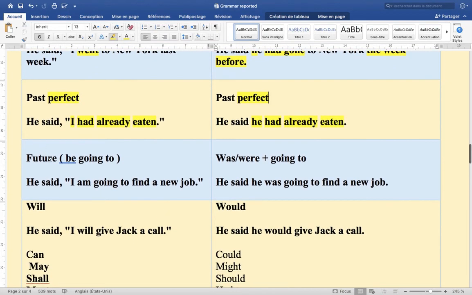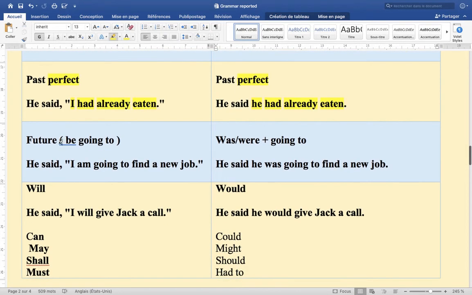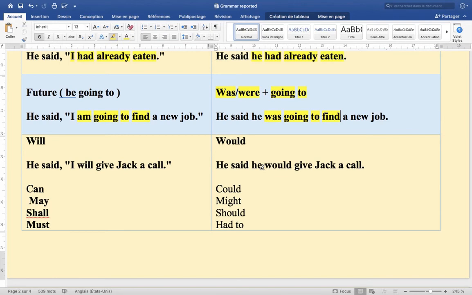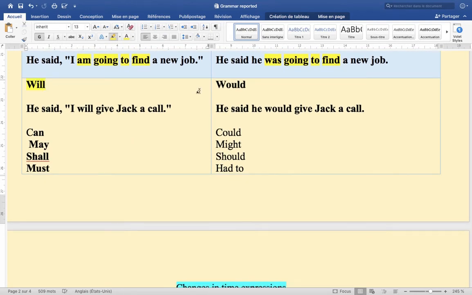We have the future. As I told you, we have two things. They go into the future, or we are going to find will. When we have, he said, I am going to find a new job, I'm going to put was or were, plus going to, plus the verb in infinitive. He said that he was going to find a new job. So we have will. Will is going to be would. Pay attention. When we have will, it's going to be would.